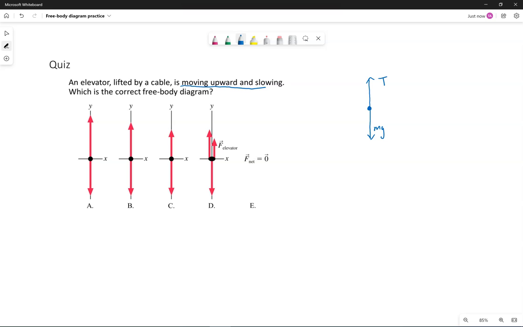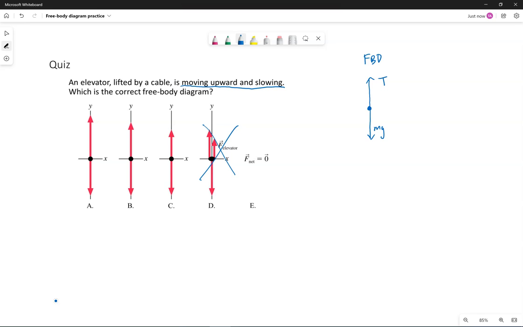The important piece here, beyond the free body diagram. So the free body diagram, we have two forces. That's it. The cable itself is controlled by the mechanics of the whole elevator system. So there's no additional force of the elevator. So D is not an option. It's the cable itself that's lifting the elevator. There's a force of gravity downwards.